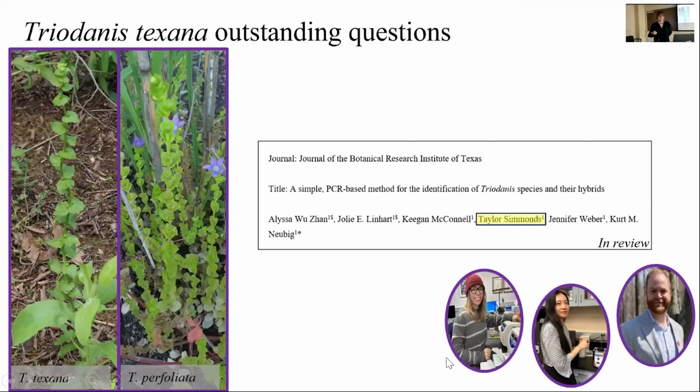So we have those outstanding questions surrounding primarily Texana. But as I mentioned, the new lab is working on those PCR fragment analyses and hopefully can get the remaining species completed. And we actually just recently submitted that methods paper for publication. So that is very exciting.